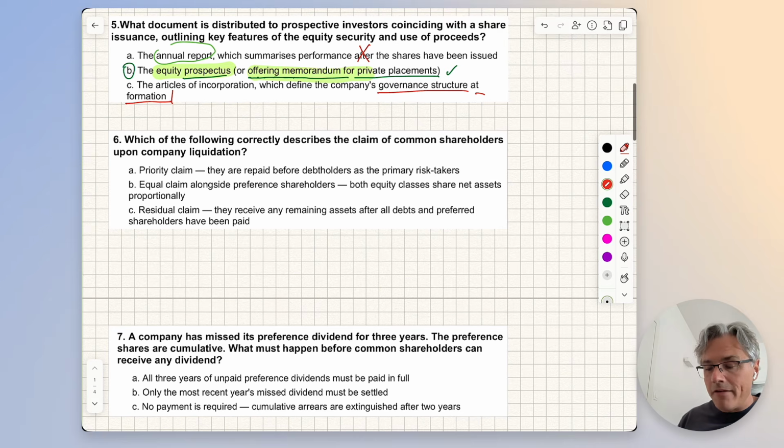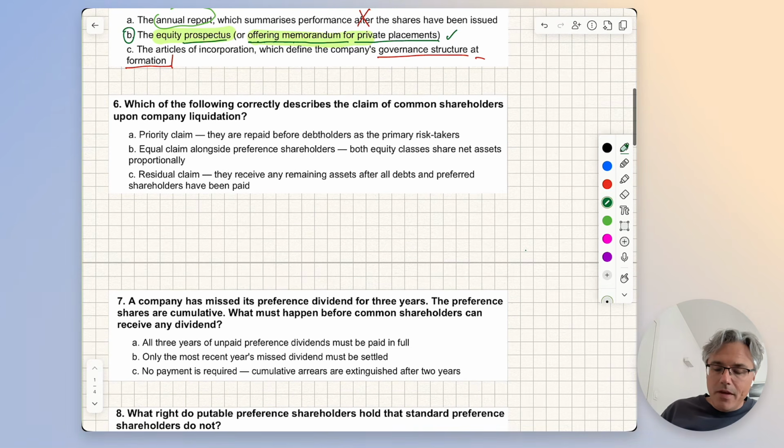The past is not really that relevant. Okay, so that was answer B for sure. Now, question 6, which of the following correctly describes the claim of common shareholders upon company liquidation?